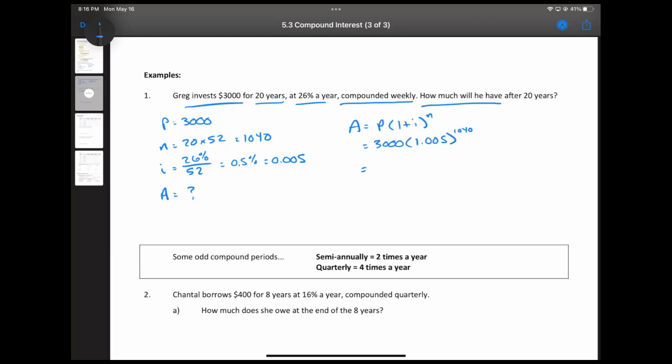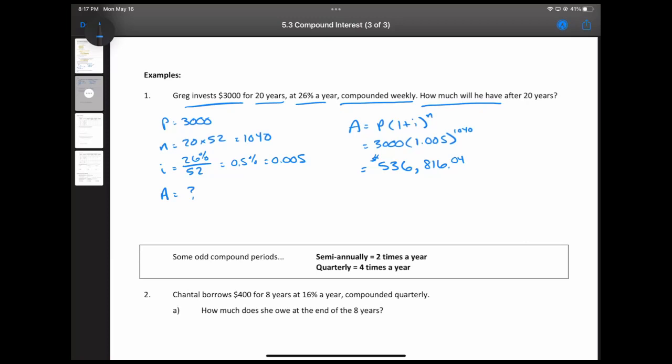So again, remember that we want to do the exponent before the multiplication. If not, you'll get a ridiculous answer. In fact, I think it'll break your calculator. So 1.005 to the exponent 1040, and then multiply that by 3000. And our answer is $536,816.04.